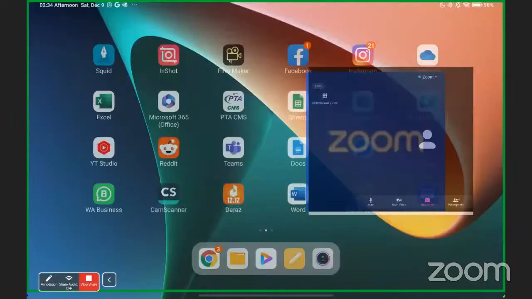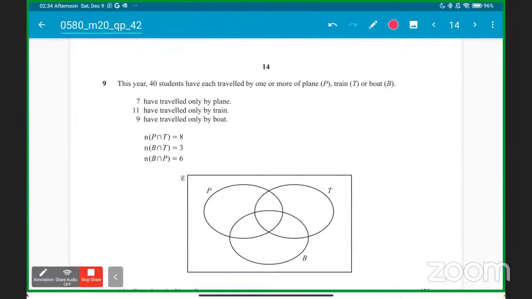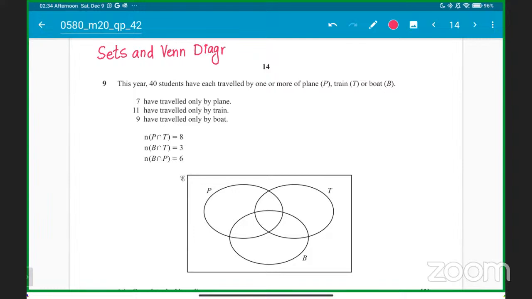So our first question is this one, sets and Venn diagram, including probability. So let's start working on this. This is the 2020 paper, variant 42. Okay, so here we go.